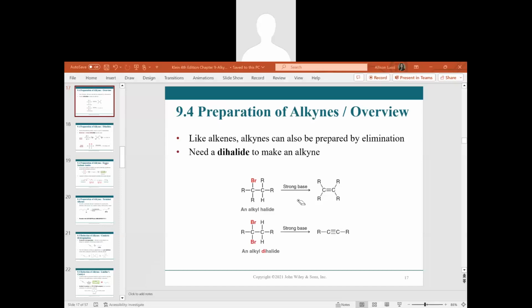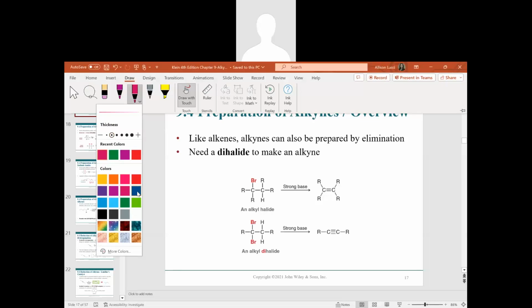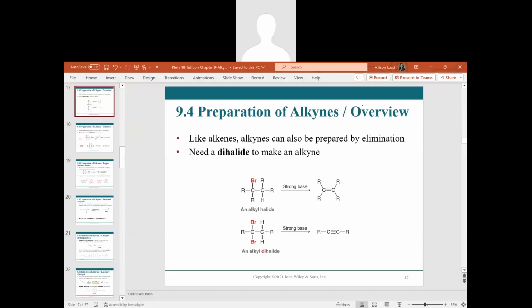In section 9.4, we're going to look at how to prepare alkynes, and we'll see that, similarly to alkenes reacting similarly, their preparation is also very similar. So our first reaction we see here is an alkyl halide, so one halogen, that reacts with a strong base, and we see an elimination and a double bond form.